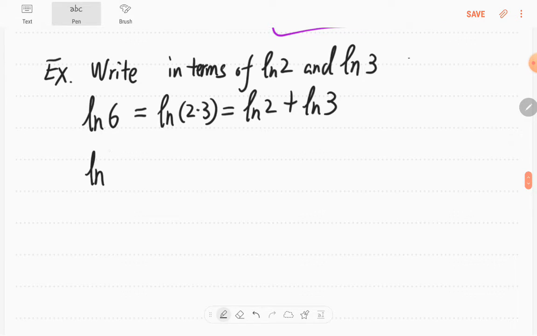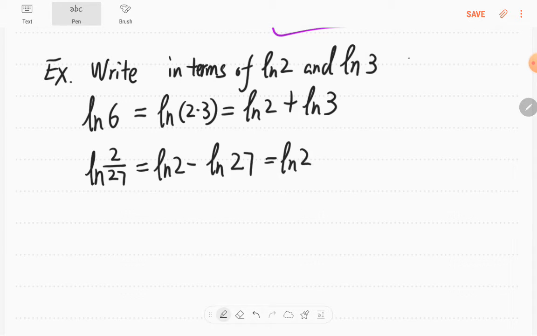If you have 2 over 27, this one can be written as natural log of 2 minus natural log of 27, right? And we know that 27 is equal to 3 cubed. So you can bring down the 3. So this is natural log of 2 minus 3 times ln 3. Okay.